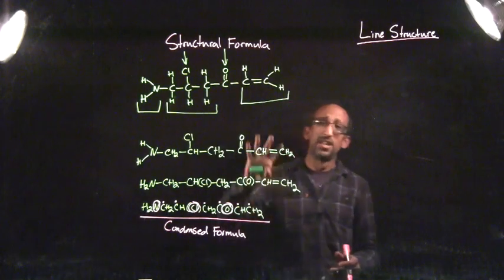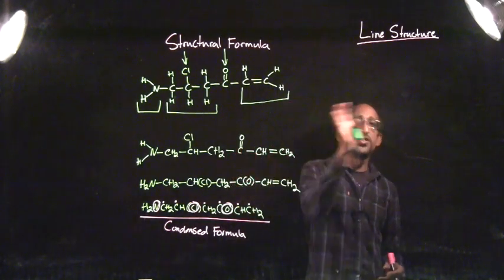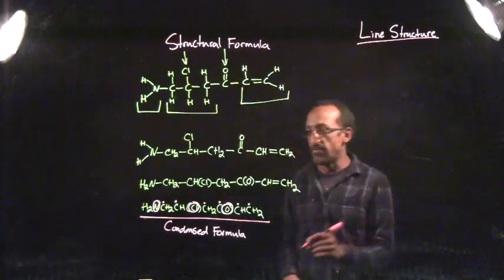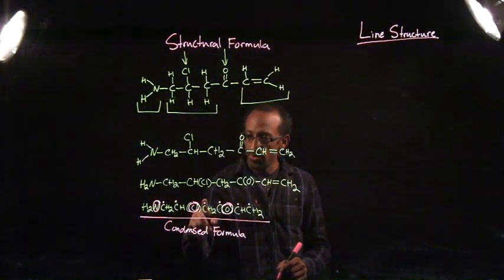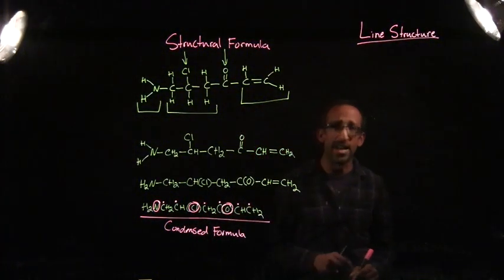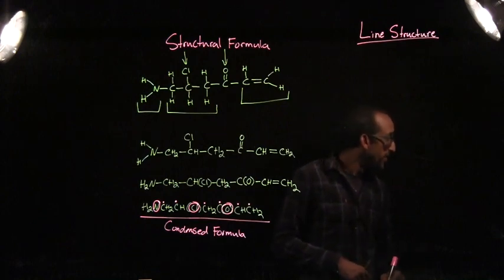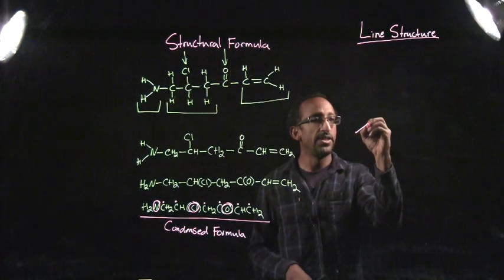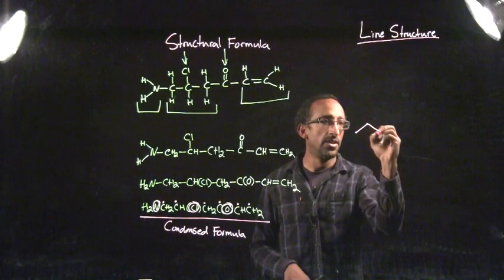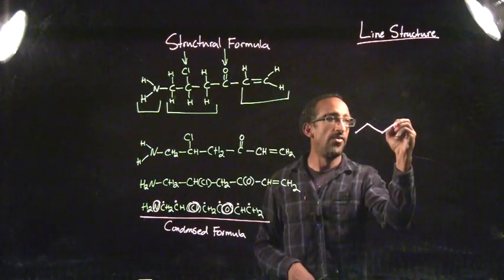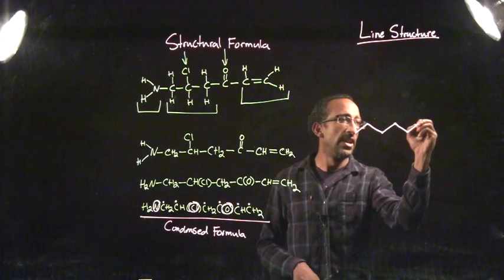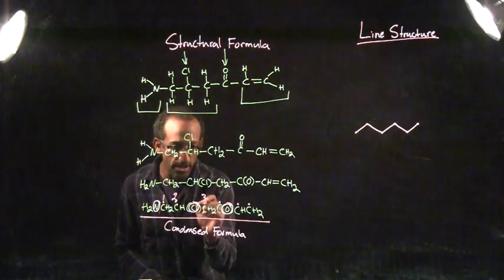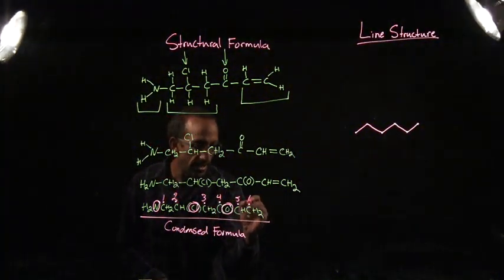So how then can we take the structures that we've represented here and turn them into line structures? Well, simply we begin by drawing out our carbon framework. I have 1, 2, 3, 4, 5, 6 carbon atoms in this molecule that are all connected to each other. And so I'm going to start out by just drawing one carbon atom. This line represents a bond to our second, to our third, to our fourth, to our fifth, and finally to our sixth carbon atom. 1, 2, 3, 4, 5, and 6.